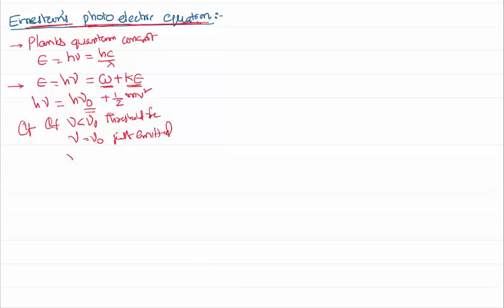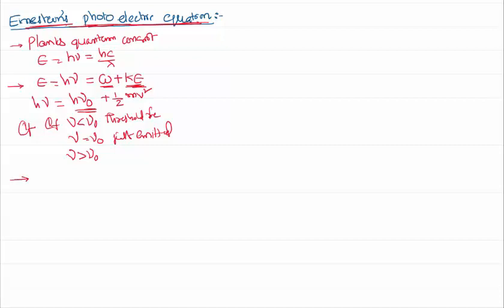If the incident frequency is more than the threshold frequency, then part of the energy is used to liberate the electron from the metal surface. Still, the photon's given energy is there with the electron, therefore it starts moving from cathode to anode. Thus it possesses kinetic energy.